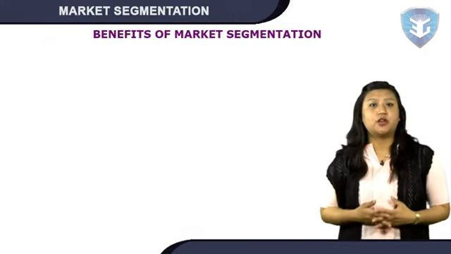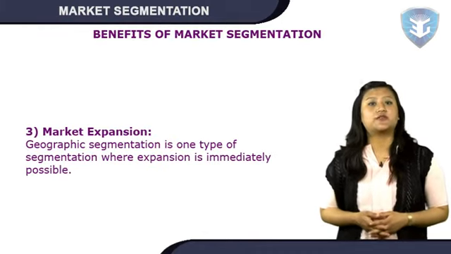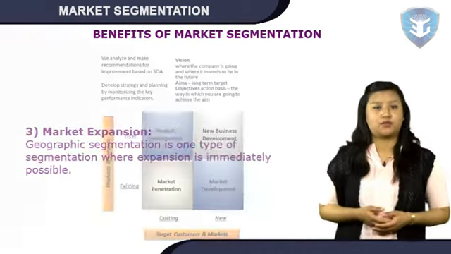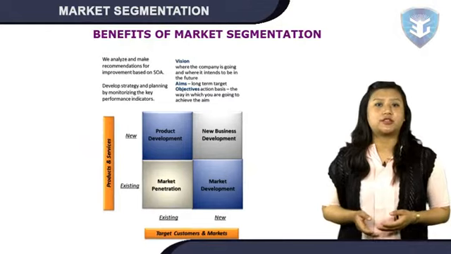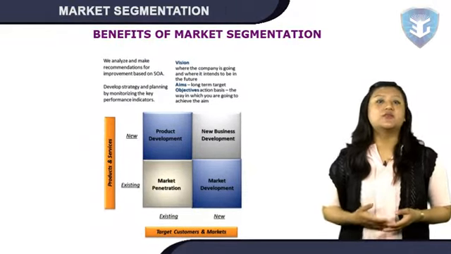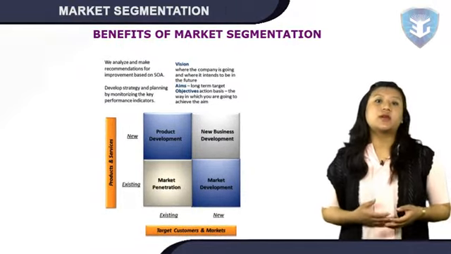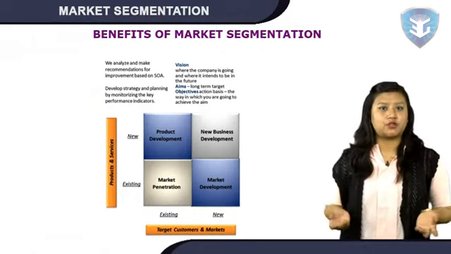Market expansion. Geographic segmentation is one type of segmentation where expansion is immediately possible. If one has a market strategy on the basis of geography, then once we are catering to a particular territory, we can immediately expand to a nearby territory.